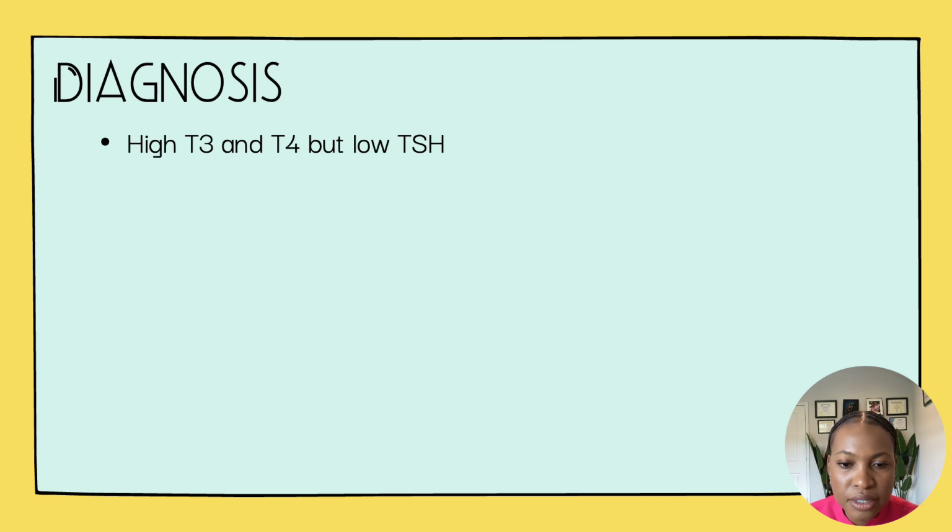The diagnosis is made by high T3 and T4, but a low TSH level. And if you think about it, the body sees that there is a high level of T3 and T4 floating around in the system. And so the thyroid stimulating hormone is like, okay, we don't need to stimulate for any more production of T3, T4. It seems like it's already a high level in there. So when you make the diagnosis, you might see a high T3 and T4, but a low TSH level.